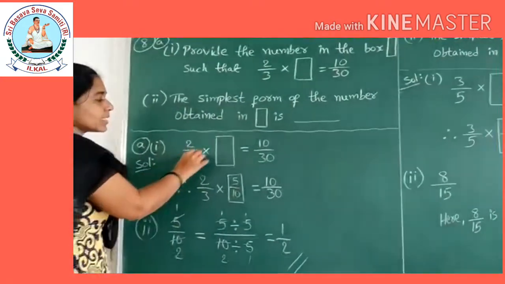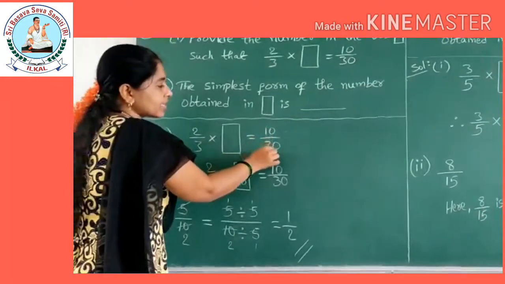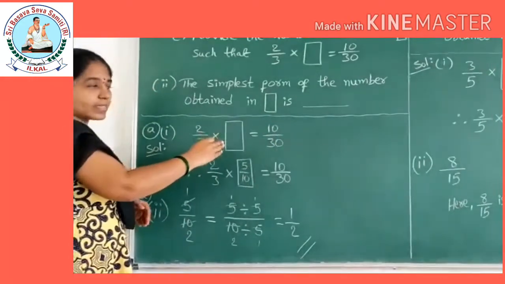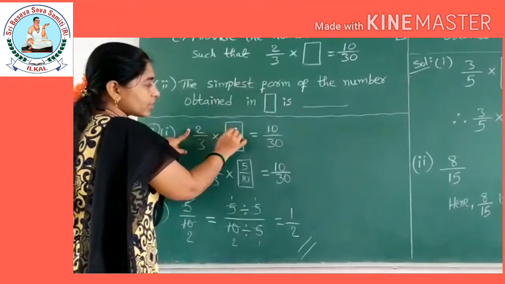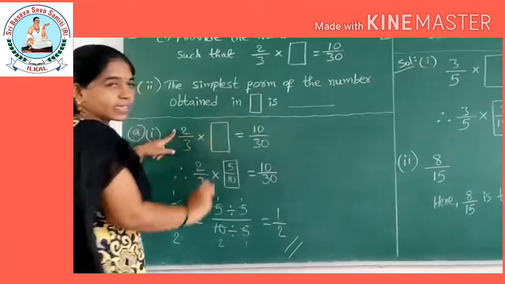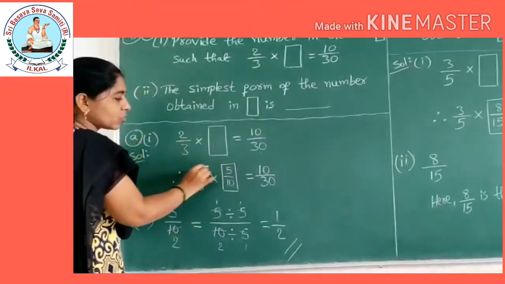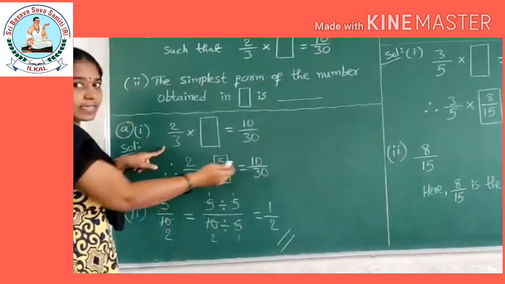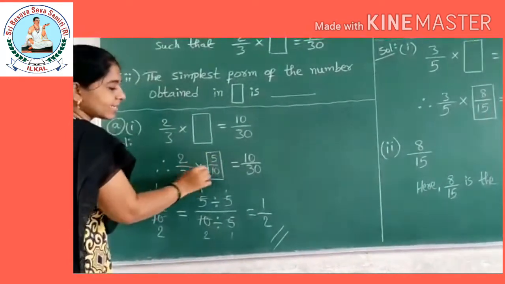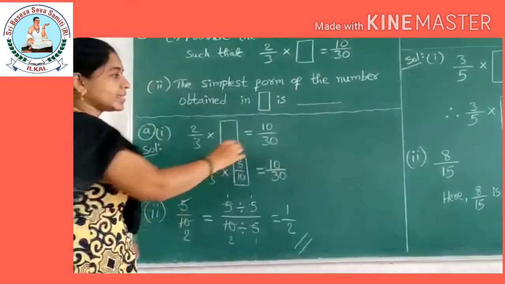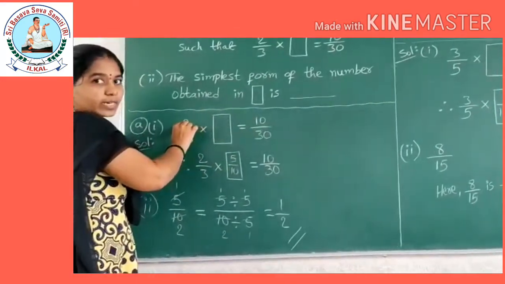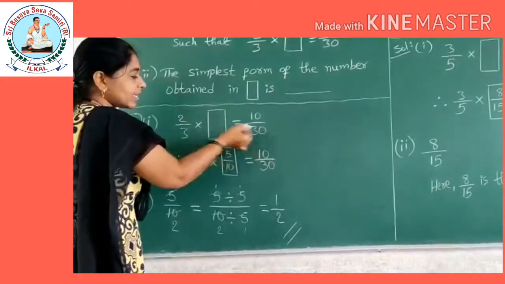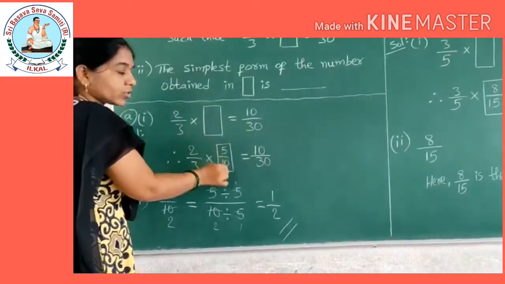First one, 2 by 3 into dash is equal to 10 by 30. In this, children, concentrate. 2 into which number will give the answer as 10? 2 into 5 is 10. In the 3 table, 3 tens are 30. The method is 10 divided by 2, is equal to 5. 30 divided by 3 is equal to 10.